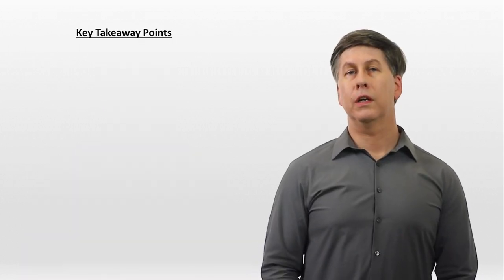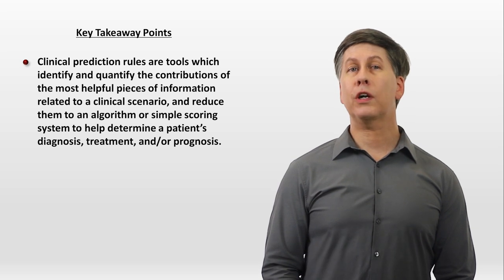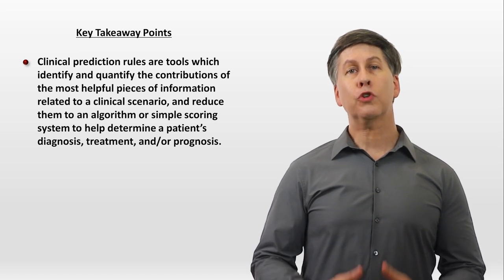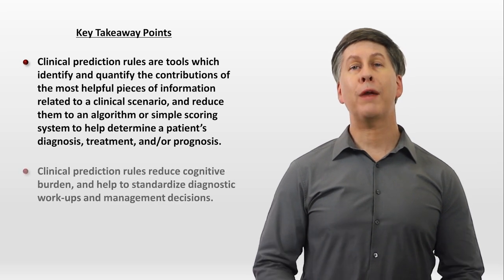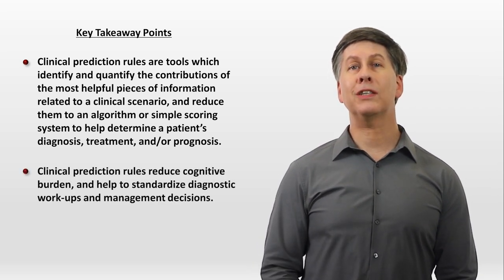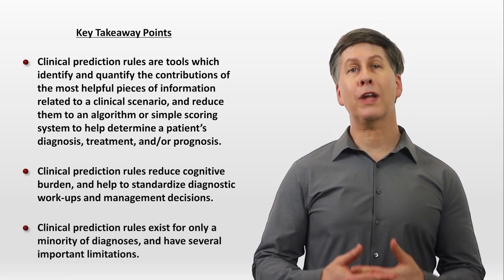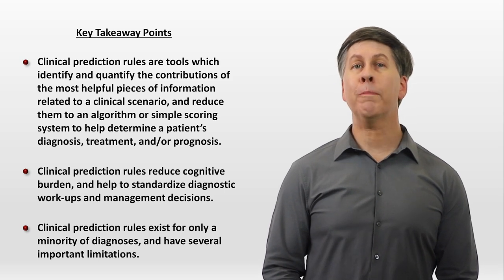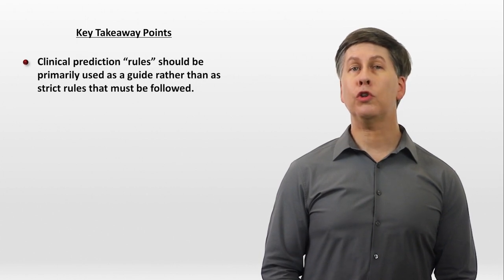Today's key takeaways. Clinical prediction rules are tools which identify and quantify the contributions of the most helpful pieces of information related to a clinical scenario and reduce them to an algorithm or simple scoring system to help determine a patient's diagnosis, treatment, and/or prognosis. They reduce cognitive burden and help to standardize diagnostic workups and management decisions. Clinical prediction rules exist for only a minority of diagnoses and have several important limitations. And last, clinical prediction rules should be primarily used as a guide rather than strict rules that must be followed.